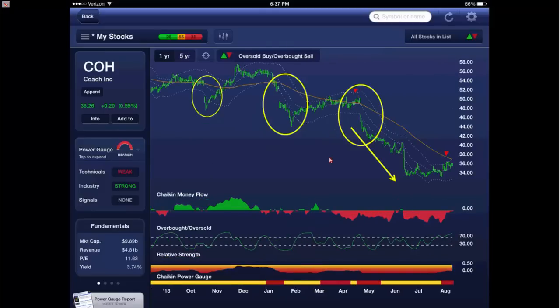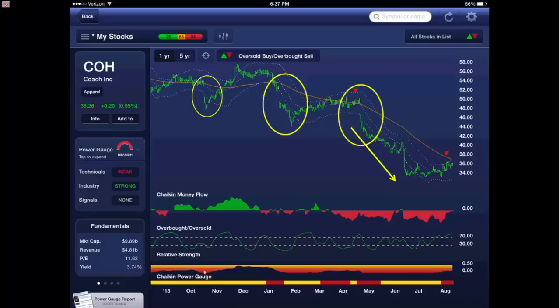And then finally, a couple of bearish examples. Coach, another one of those overpriced fashion stocks, leather pocketbooks. You can buy them from Michael Kors, Kate Spade. There's nothing unique about Coach. Negative earnings surprises, gap down.